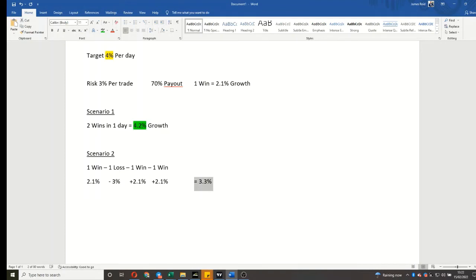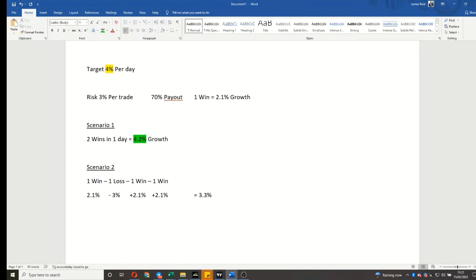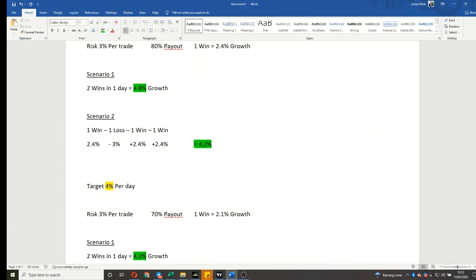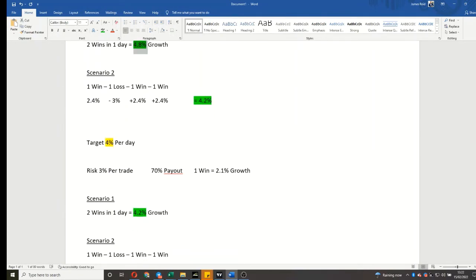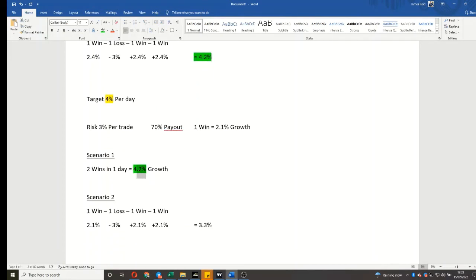So this one would be slightly under your daily target, but by the time you add this up, by the time you have your good days, 4.8% growth, and your average days, 4.2% growth, and once again another good day, you can see it will average out on the whole at 4% growth per day.